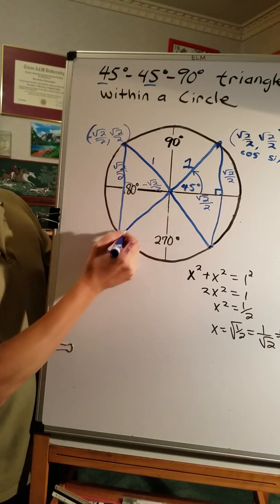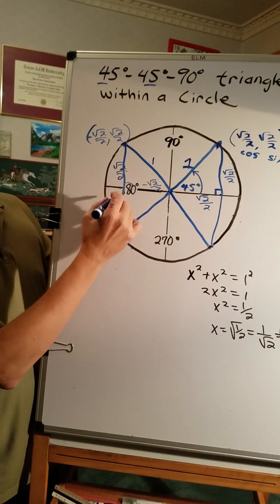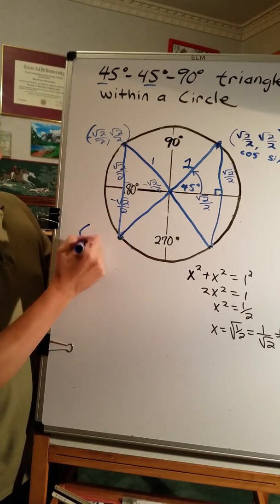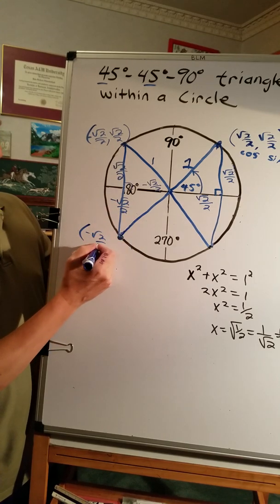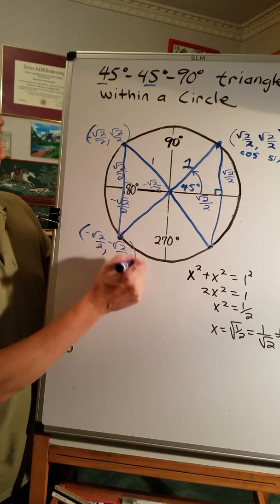Alright, and then likewise down over here, they're both going to be negative. You've got a movement to the left which is negative, and whenever you go down in math, you have a negative movement here as well. So our ordered pair over here is negative square root of 2 over 2, and then again another negative square root of 2 over 2.